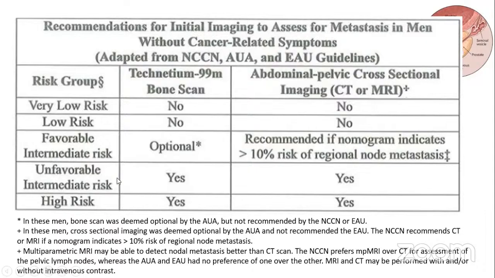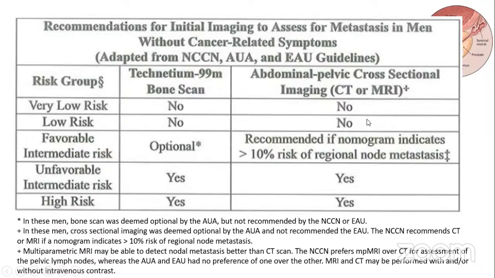Unfavorable intermediate risk: NCCN, AUA, and even EAU recommend doing the technetium-99m bone scan. High risk: yes, obviously like unfavorable intermediate risk, we can do the technetium bone scan. Next, abdominal cross-sectional imaging such as CT or MRI.